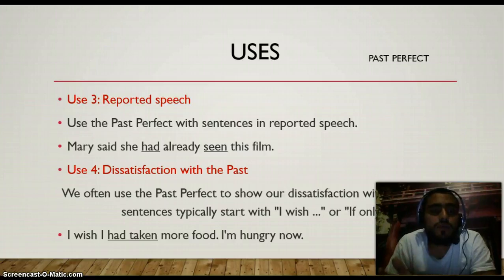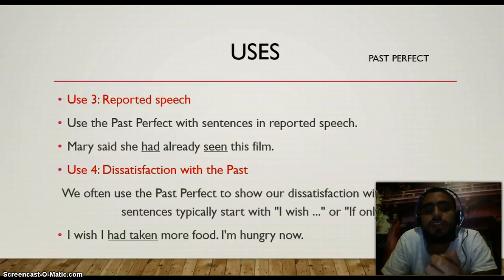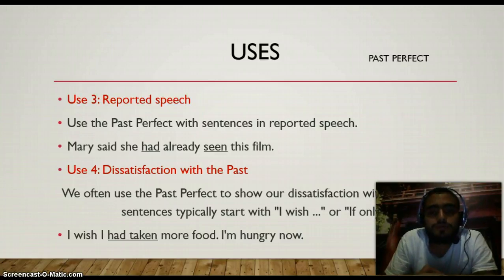Use number four, dissatisfaction with the past. We often use the past perfect to show our dissatisfaction with the past. Such sentences typically start with I wish, or if only. There are some examples: I wish I had taken more food. I'm hungry now. You're regretting again in this tense.